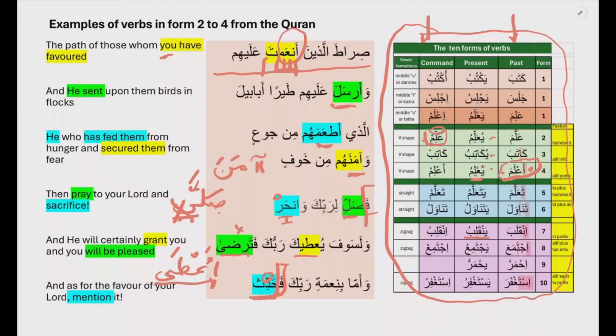All right, so I'll stop at this point. We'll look at a few more examples of forms 2 to 4 next week in the next lesson, and then we'll carry on with the other verb forms as well, where I'll show you more examples of each, as well as examples from the Quran and other literature to show you how that really applies in real life.